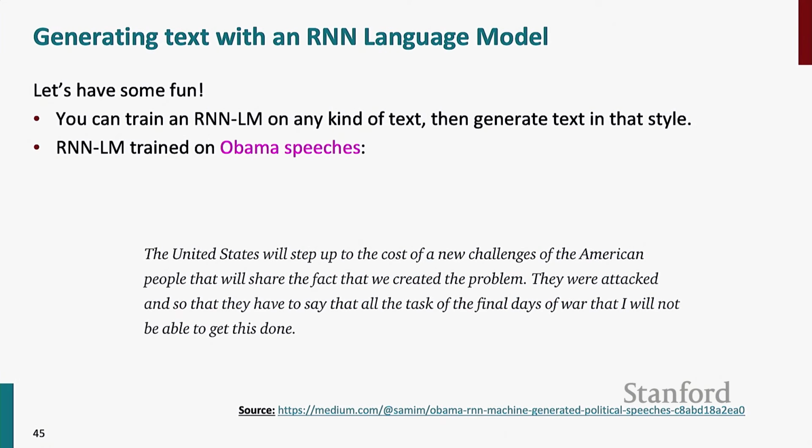But I can generate from it, and I get something like: "The United States will step up to the cost of a new challenges of the American people that will share the fact that we created the problem. They were attacked, and so that they have to say that all the tasks of the final days of war, that I will not be able to get this done." Well, maybe that's slightly better than my n-gram language model. Still not perfect, you might say, but somewhat better, maybe?